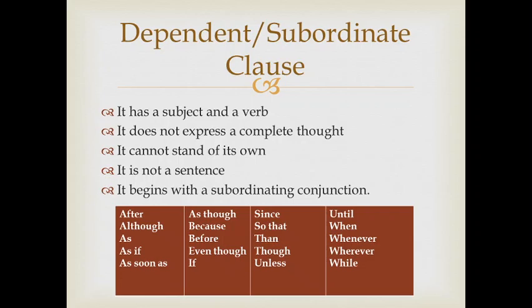It begins with a subordinating conjunction. Usually, a subordinate clause or a dependent clause begins with a subordinating conjunction. So, which are the examples for subordinating conjunctions? We know what is a conjunction. These are some of the examples for subordinating conjunctions: after, although, as if, as soon as, though, because, before, even though, if, since, so that, than, though, unless, until, when, whenever, wherever, while. The list goes on.